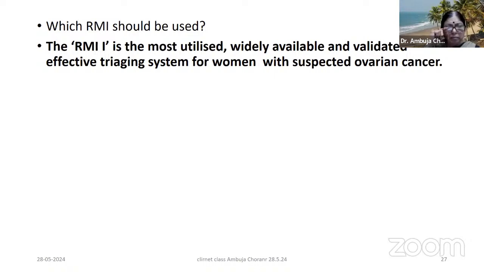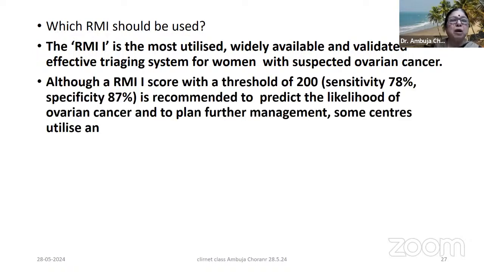RMI, there are so many advances that are there. I am not going into the details. If you remember this slide, there's more than it. RMI-1 is the most utilized, widely available and validated effective triaging system for women with suspected ovarian cyst. Any cyst, the size I will tell you, if it is more than 5 centimeters, when you do this, you will get the RMI, the risk of malignancy. Although RMI is one score with a threshold of 200, sensitivity 78%, specificity 87%, it is recommended to predict the likelihood of ovarian cancer and to plan further management.